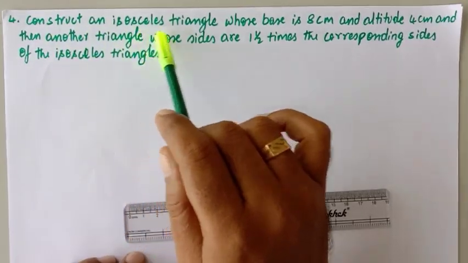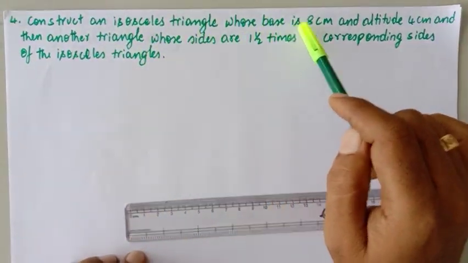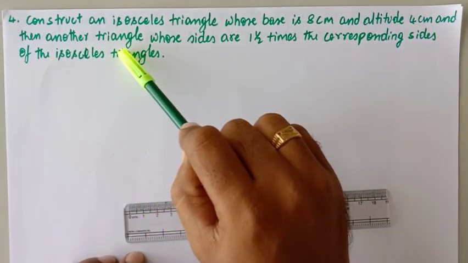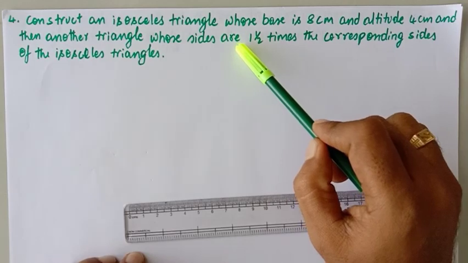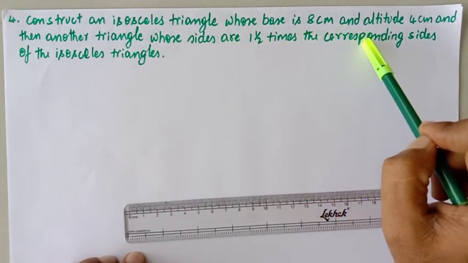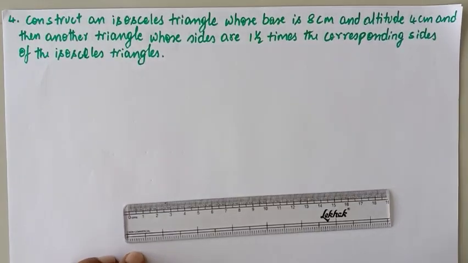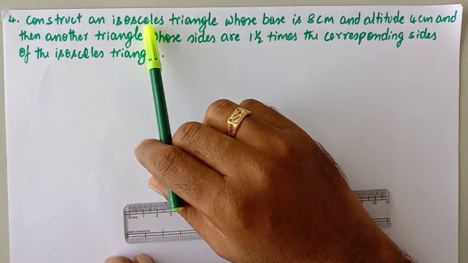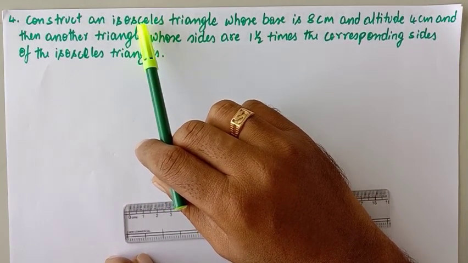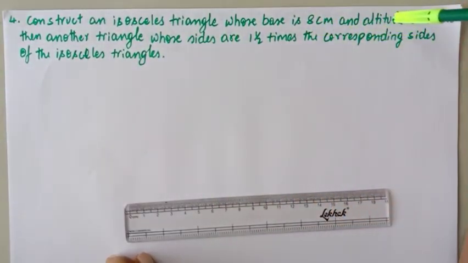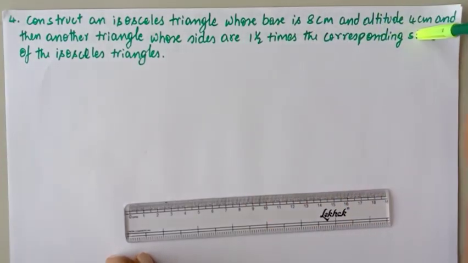Construct an isosceles triangle whose base is 8 cm and altitude 4 cm, and then another triangle whose sides are 1.5 times the corresponding sides of the isosceles triangle. Isosceles triangle means two sides are equal, whose base is 8 cm. We should draw the base here, 8 cm, and the altitude, the height of that triangle, will be 4 cm.